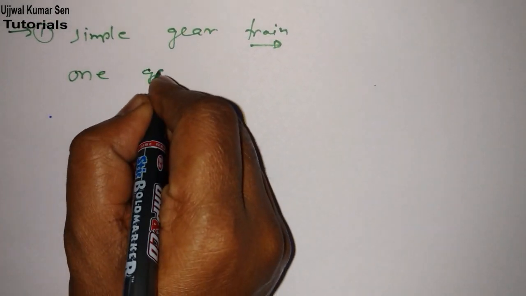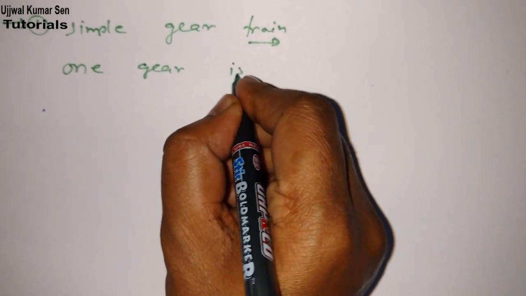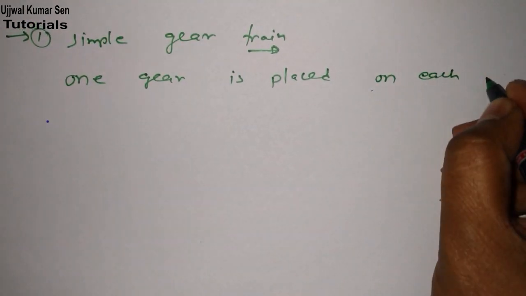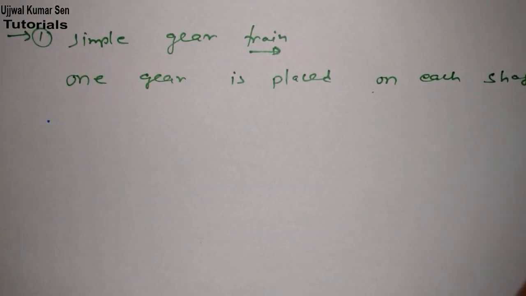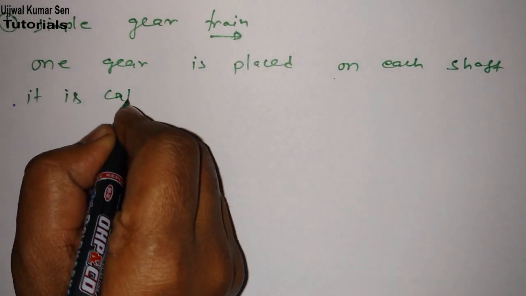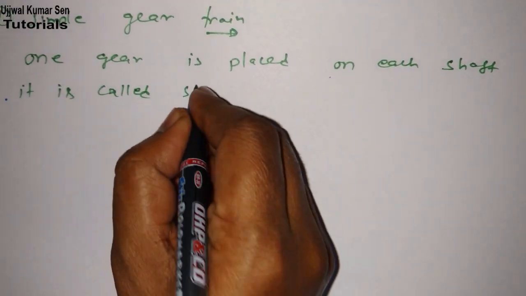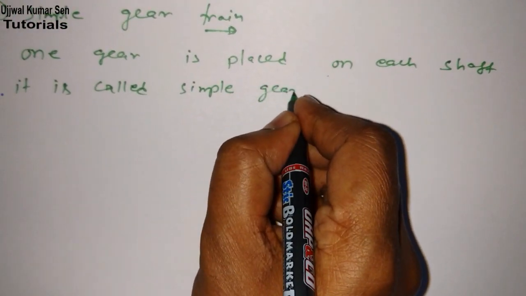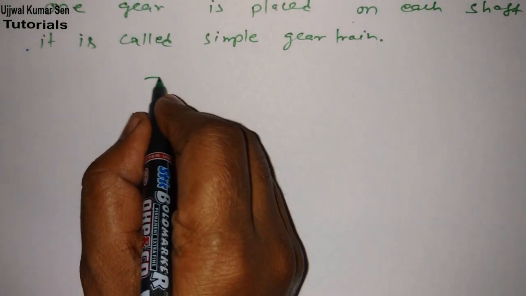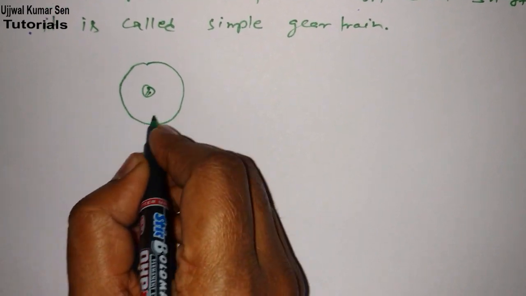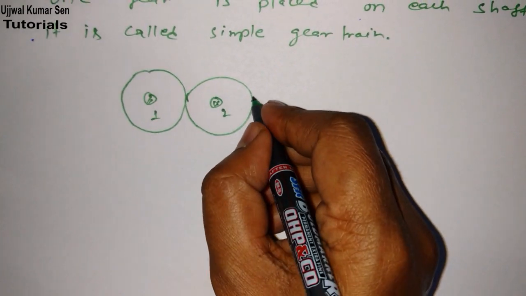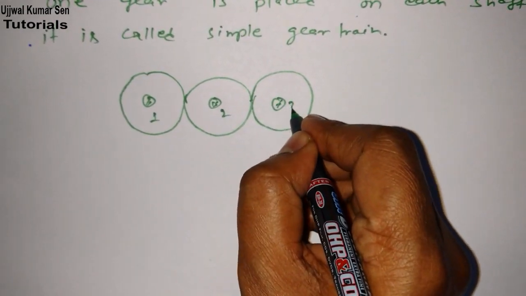One gear is placed on each shaft. It is called a simple gear train. Now we'll see the diagrams. Suppose there is one gear, a second gear on the second shaft, and a third gear on the third shaft.